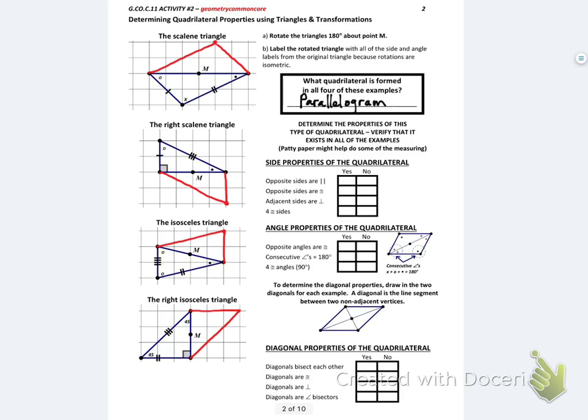Let's start with the first property that we're going to investigate: opposite sides are parallel. And it's good to look at multiple parallelograms. Don't just look at one of them and decide if it's true or not, but look at all those parallelograms up there. Are all of the opposite sides parallel to each other?